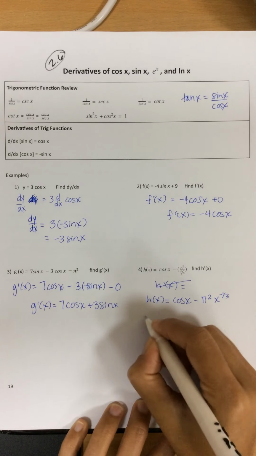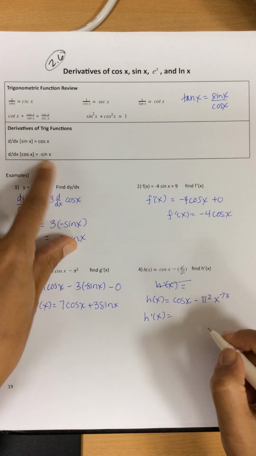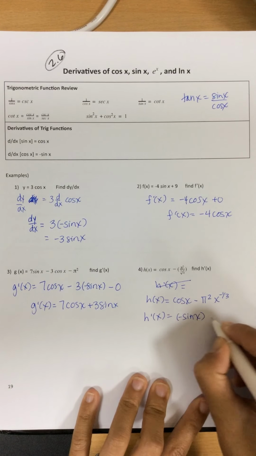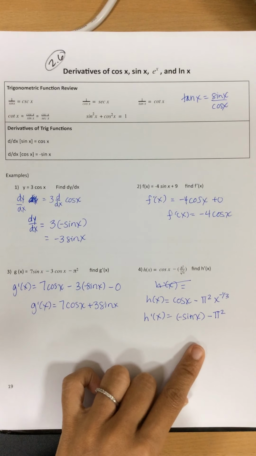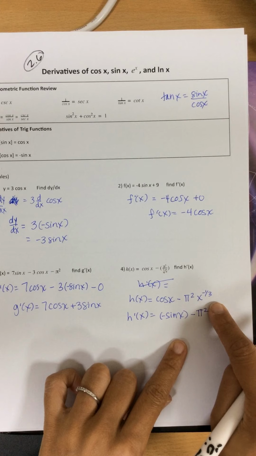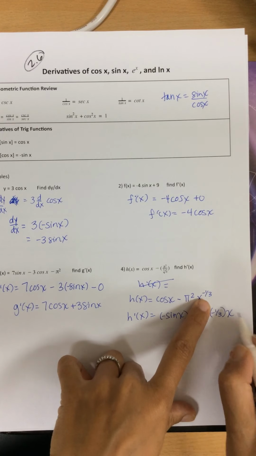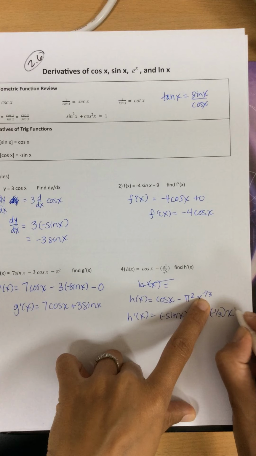So now I can find h prime of x. What's the derivative of cosine x? It's negative sine x. Minus pi squared is a constant, so it stays there. And what's the derivative of x to the negative 1/3? So this is your power rule. I bring the negative 1/3 down, and then it's x raised to the negative 1/3 minus 1, which is negative 4/3, right? Minus 1.